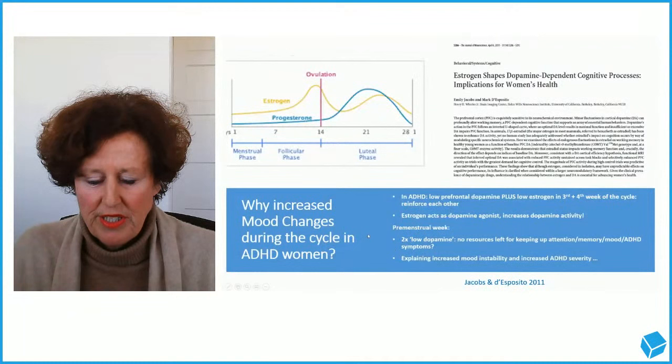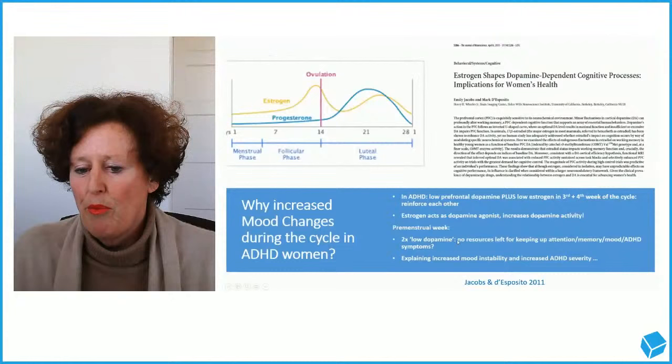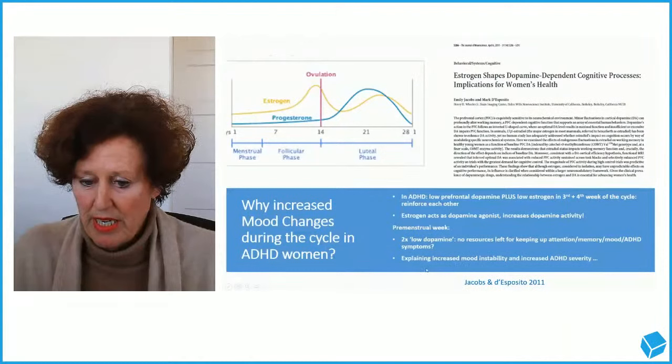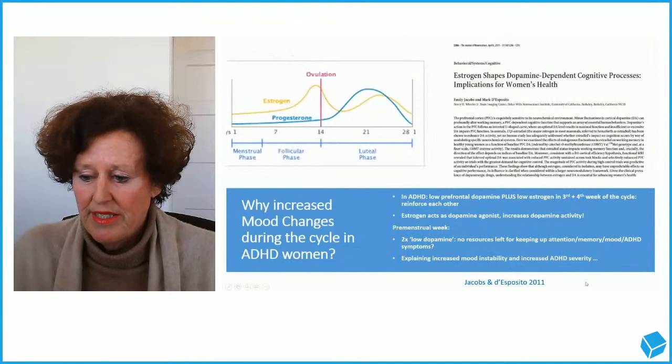So my question is, why is it more severe in ADHD? My hypothesis is that when you have two times low dopamine, that means low dopamine and low estrogen in the week before menstruation, you have no resources left for keeping up attention, memory, mood, and ADHD symptoms. This could explain the increased mood instability and increased ADHD severity in this fourth week of the cycle.